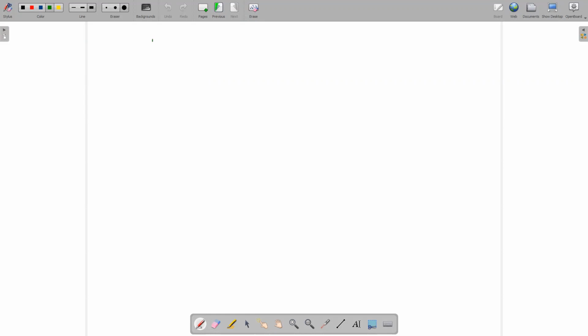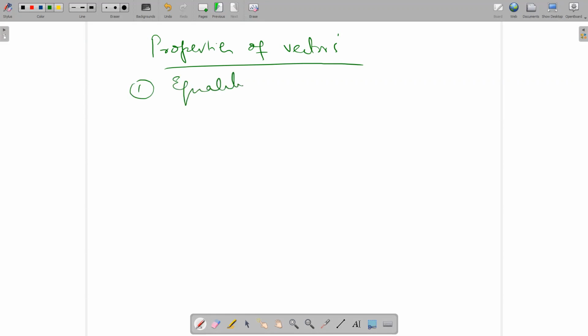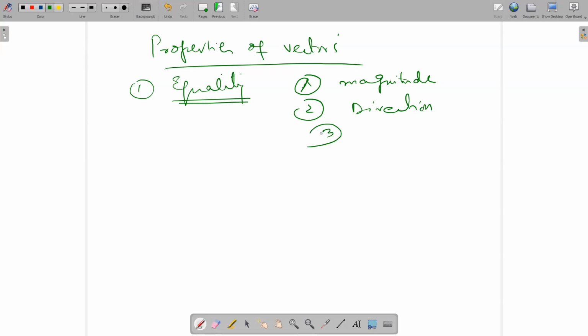The next topic is the properties of vectors. What do properties of vectors mean? The first property is equality. Equality means how two vectors can be equal. Remember that two vectors can be equal if, number one, their magnitude is the same, number two, their direction is the same, and number three, their unit is the same.